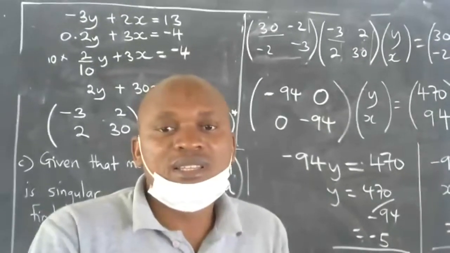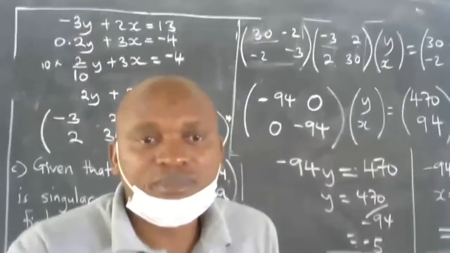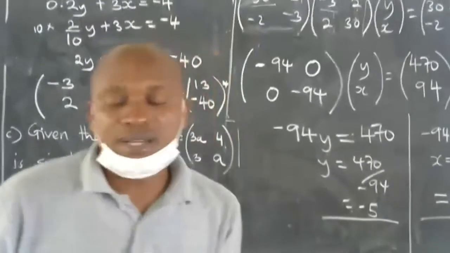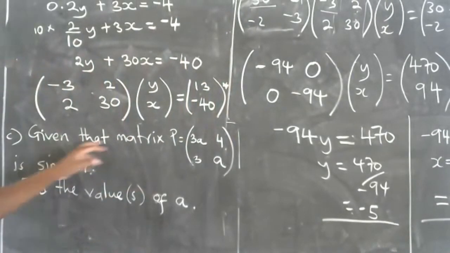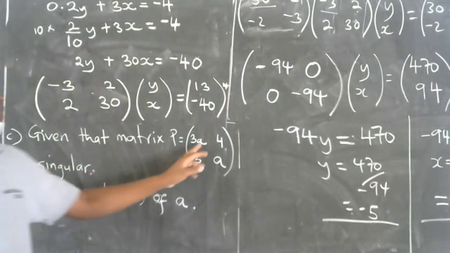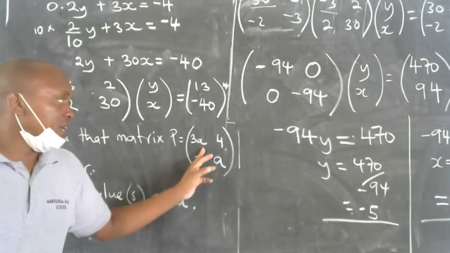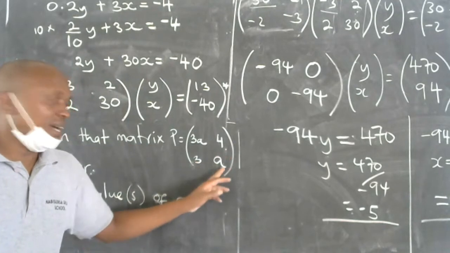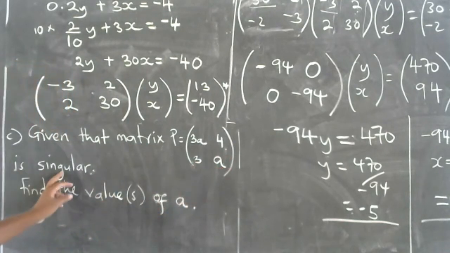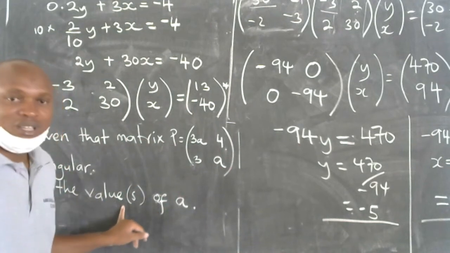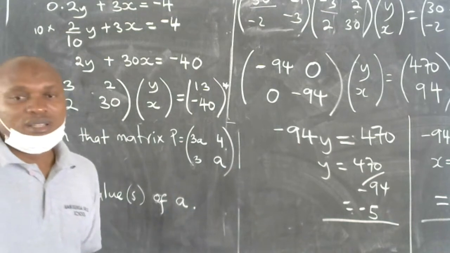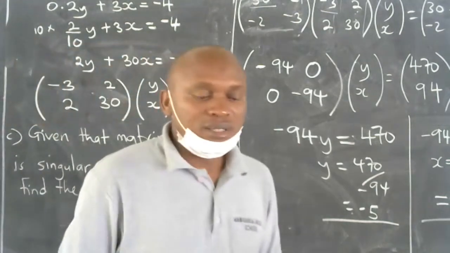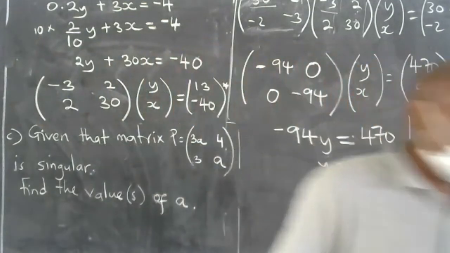Let me just change like this a little bit. There's that number, it's part C. Given that matrix P is equal to 3a, a, 4, 3, and P is singular, find the value of a. If it is one value, or it might have more than one value. So let us give ourselves 2 minutes to work it out.